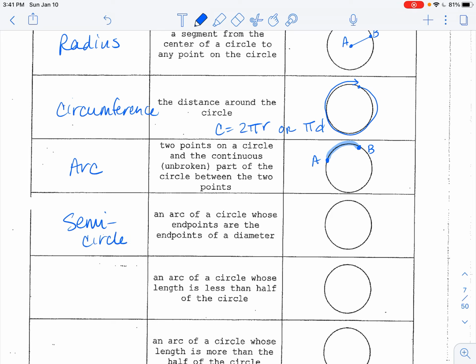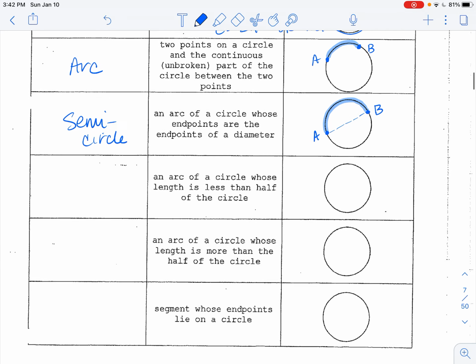A semicircle is an arc of a circle whose endpoints are the endpoints of the diameter. So if I have my endpoints on the diameter, and the diameter of course goes through the center, and it has endpoints on the circumference, a semicircle will be half of that, half of the circumference.